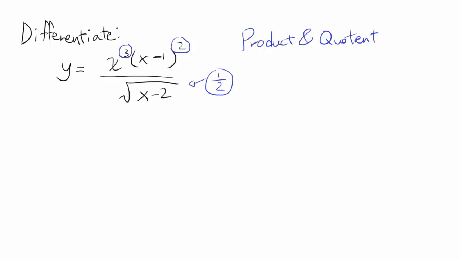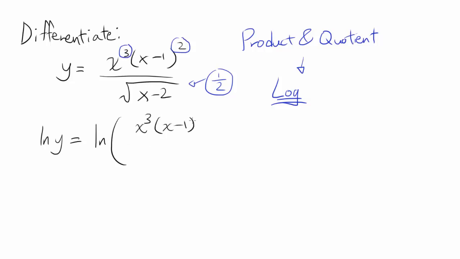The exponent and product and quotient, that's making me think of natural log. That's making me think of logarithms. So why don't we try taking natural log of both sides? And the reason I'm taking natural log is because that's going to simplify this expression into something that we can differentiate more easily.